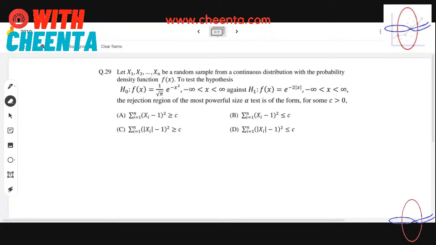Exactly. So therefore it is not complete, okay? Because we have got a function g of t which is not equal to 0, but its expectation is equal to 0. So it is not complete.